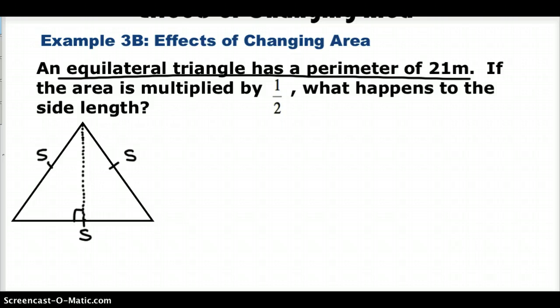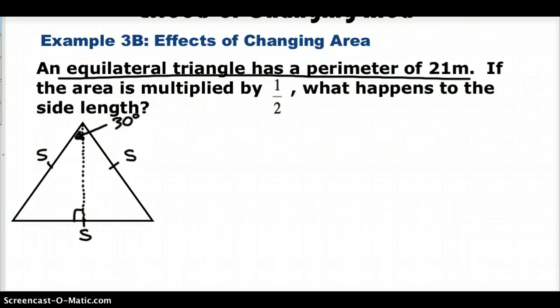If this is an equilateral triangle, we know that each vertex has an angle of 60 degrees, and half of that would be 30 degrees, right? And so we know that this angle right here is just going to be 30 degrees.